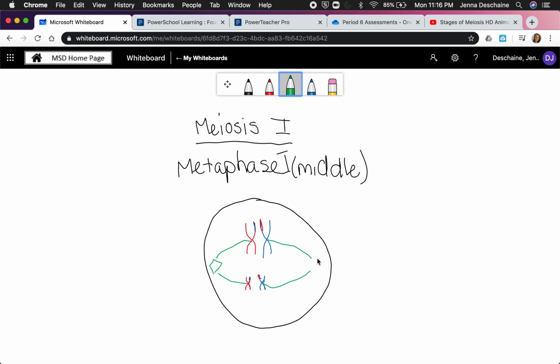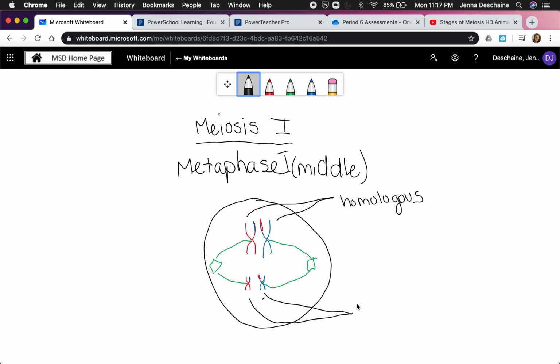And I'm gonna draw a couple centrioles too. All right, so those are the microtubules again, and they just kind of lasso themselves onto the chromosomes just like that. And an important thing to note in metaphase is that these 2 right here are considered homologous. And same with the 2 down here. They are also considered homologous.